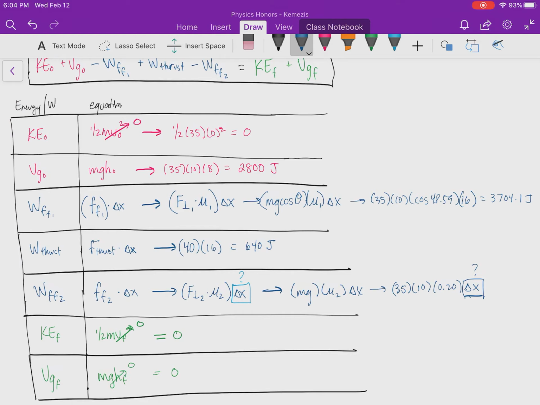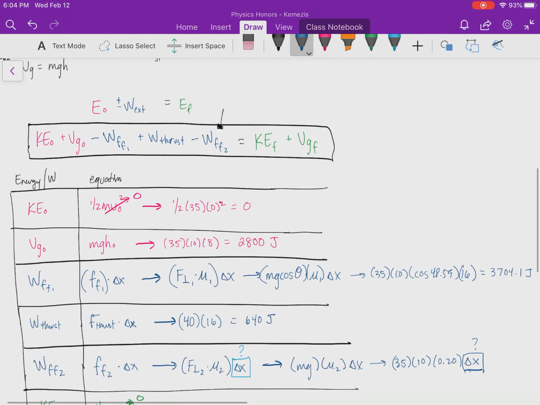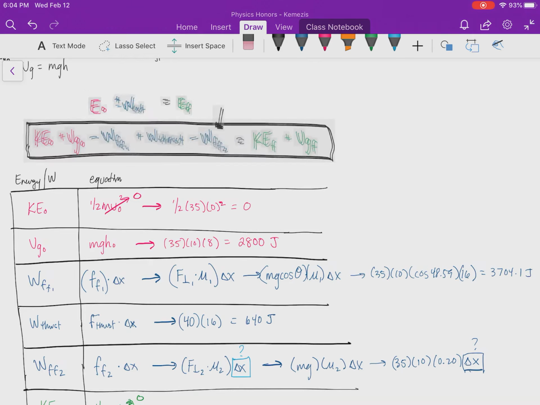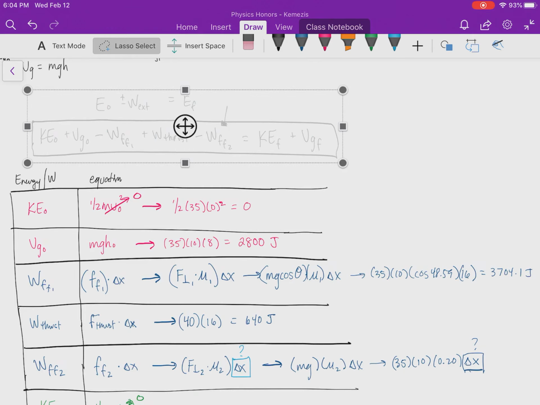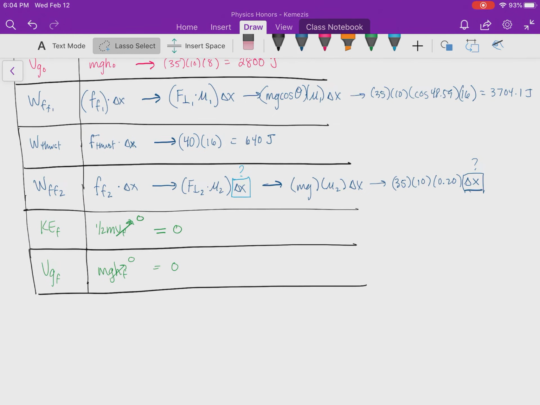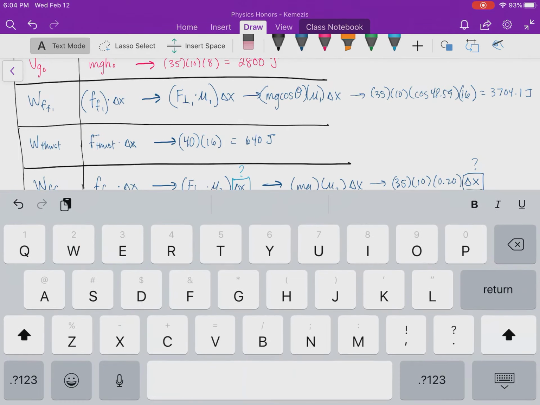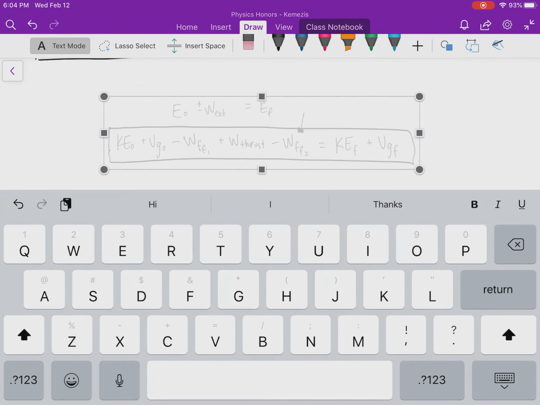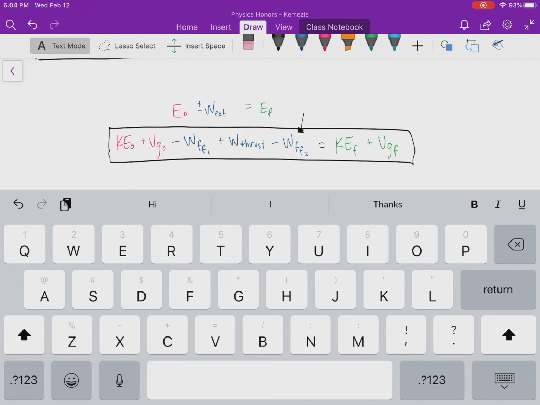Okay, so now if we look at our work, we have answers for all of these parts except for the force of friction 2, the work done by that, because it contains the variable that we're interested in. So now what we can do is take this equation, copy it, bring it down here and start plugging in. Paste it, cool.